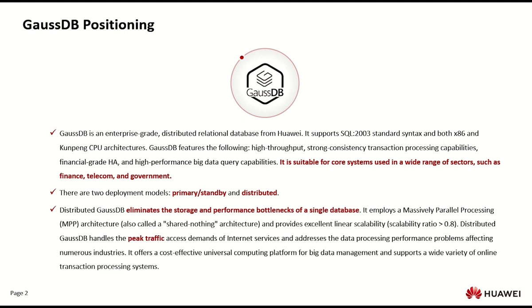We provide both primary standby and distributed deployment modes. For the distributed GaussDB, it eliminates the storage and performance bottleneck of a single database server. It can provide the highest throughput, which will meet the peak traffic requirement of your core systems.